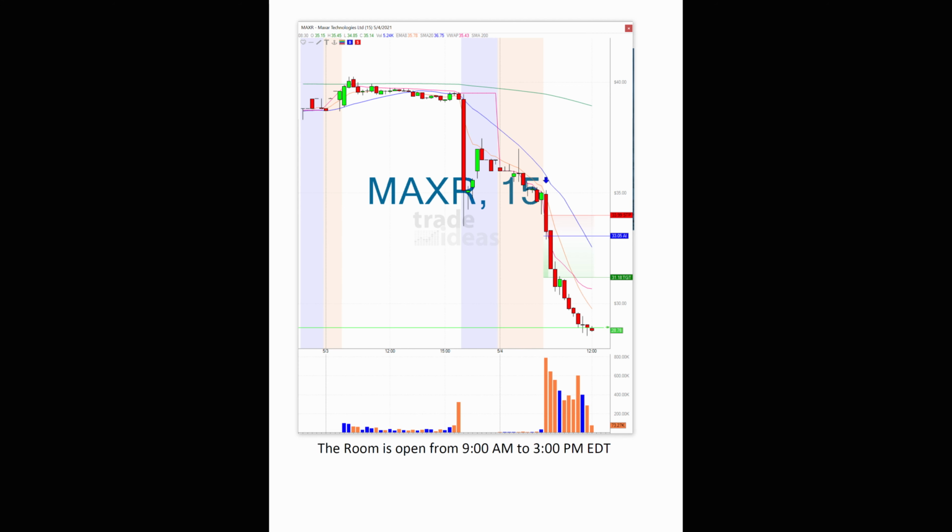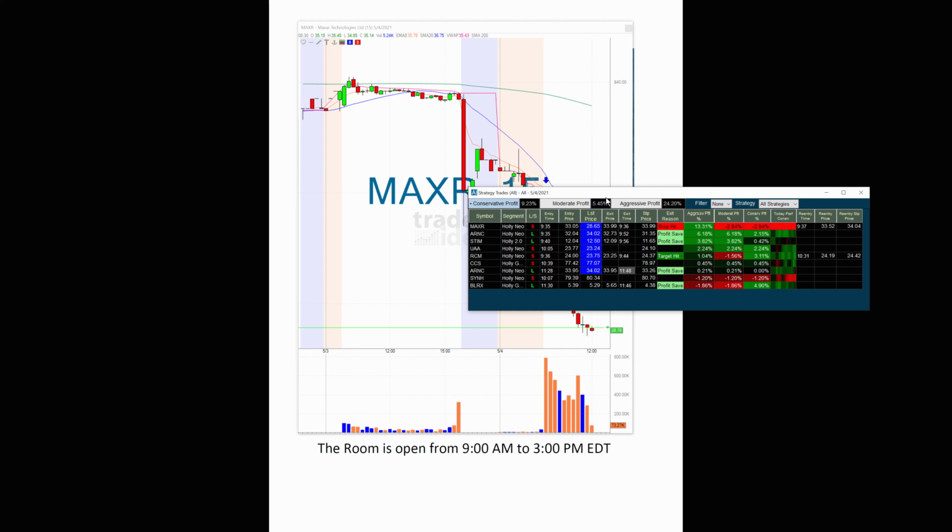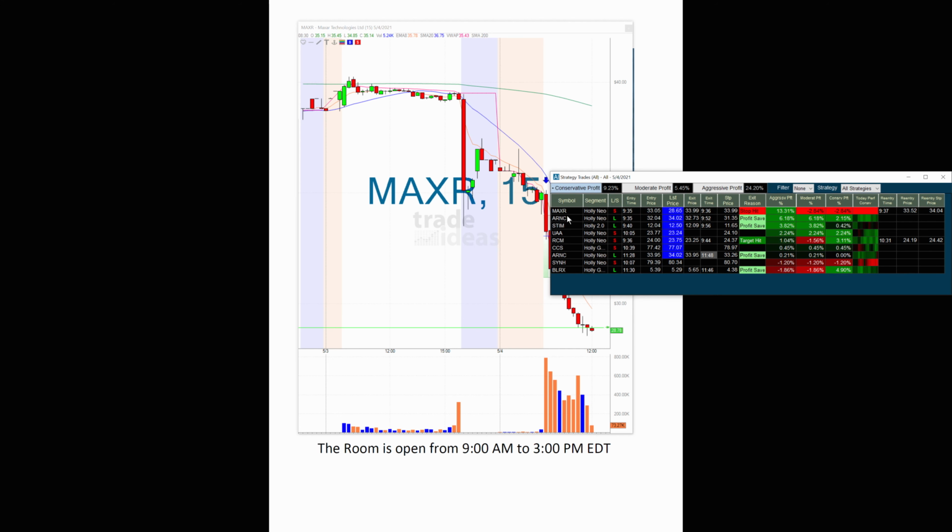But I want to point out something to you because people ask how to use the AI and all this sort of stuff. So listen, MAXR, look at where the alert happened, 9:35. The entry price was 33.05. This is a short. Look where the AI exited.